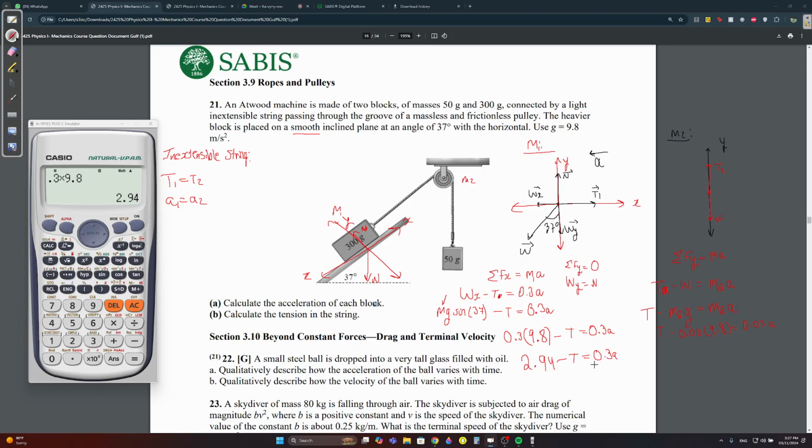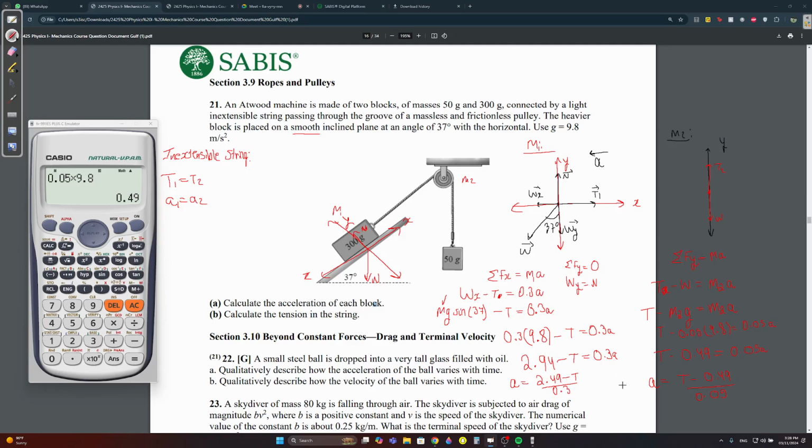Can we find an expression for the acceleration? Yes, it's equal to 2.94 minus T over 0.3, right? Just divide by 0.3. Here, in this case, can we find an equation for the acceleration? Yes, just divide by 0.05 on the other side. But before I do that, let me clean this up. Multiply 0.05 times 9.8. I got 0.49. So T minus 0.49 is equal to 0.05a. Divide now by 0.05 on both sides. You're going to get that a is equal to T minus 0.49 over 0.05.